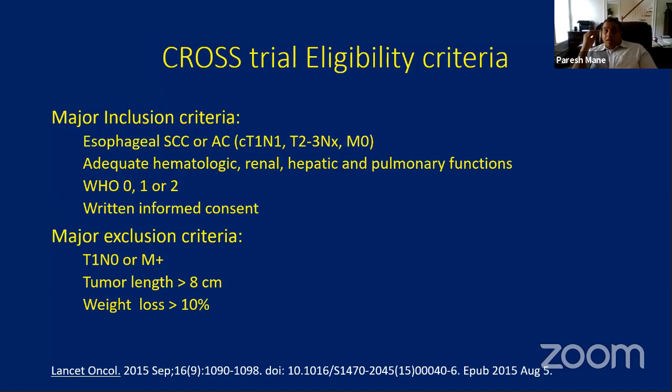It had to be either a T1N1, as you know, T1 would have been considered early stage, but T1N1 would have been a higher stage, or T2 and above with no mets. The major exclusion would be, as I talked earlier, early stage cancers, that would be T1. The tumor is very long, like an 8 centimeter mass, that would be a long mass, and the patient has lost a lot of weight. This kind of seems odd to me because most of the time patients come with significant weight loss, but we'll just ignore that for the moment. So these patients were categorized into two categories.